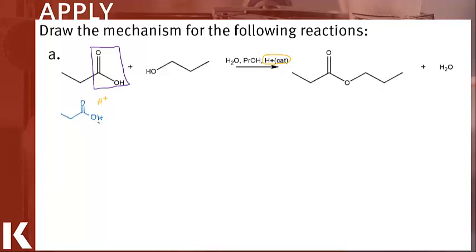In our first step, the oxygen on the carboxylic acid, the carbonyl oxygen, is going to come and grab that proton that is the acid catalyst. This will create a carbonyl oxygen that is positively charged. This will actually make the carbonyl carbon more reactive. So now when our alcohol comes in, the oxygen from the alcohol can come and attack this carbonyl carbon.